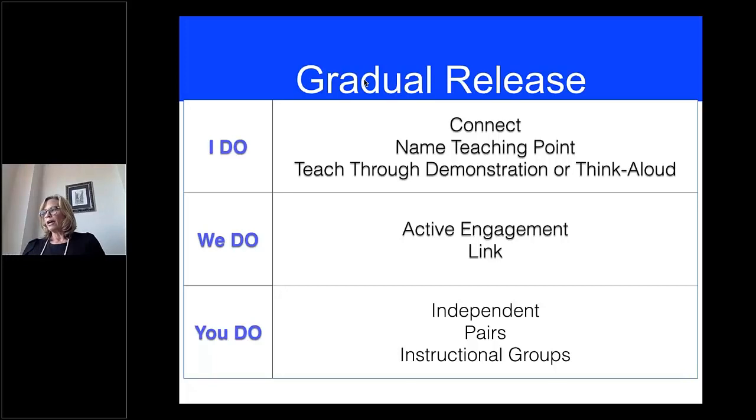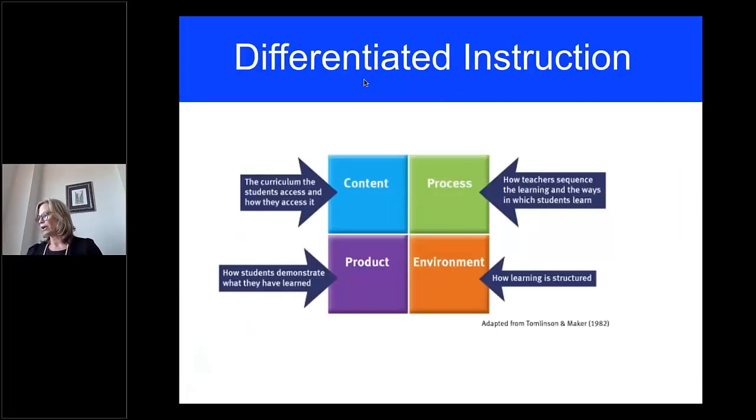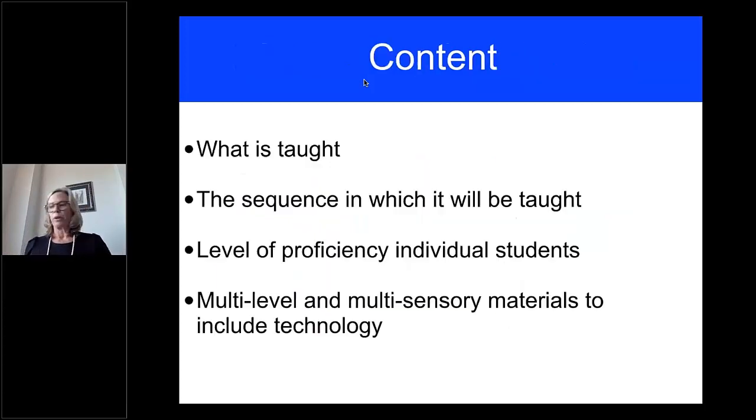And so when we're looking at that differentiated piece in order to support our learners, it's broken down into those 4 areas as a support to many things that you probably have seen. The differentiation is the content, the curriculum, the students' access and how they access it; the process, how we're sequencing it; the product, how they're demonstrating; and how we're structuring that learning. What does that look like? And so I'm going to start with content for you. Actually, it's a good starting point.